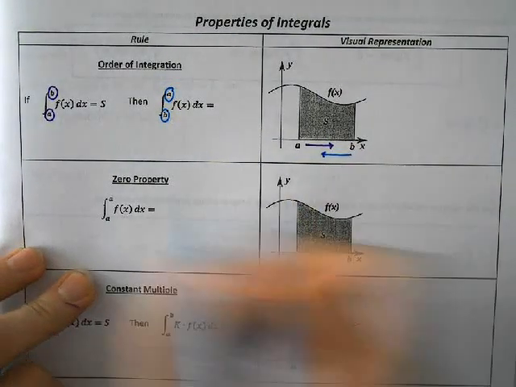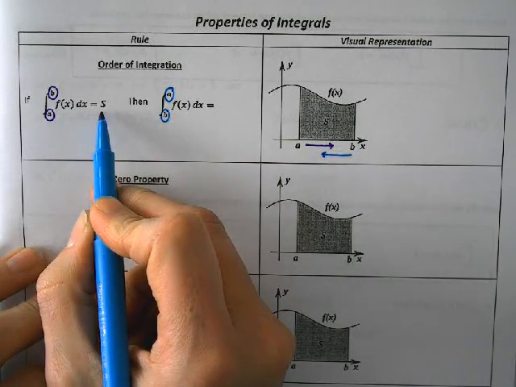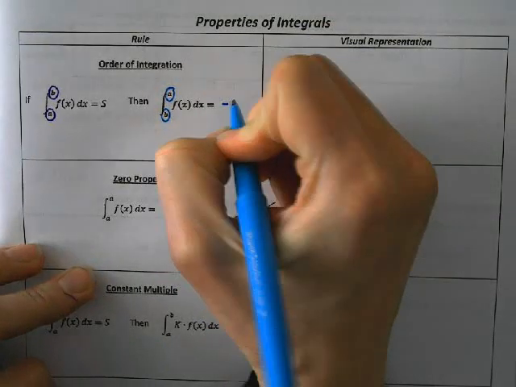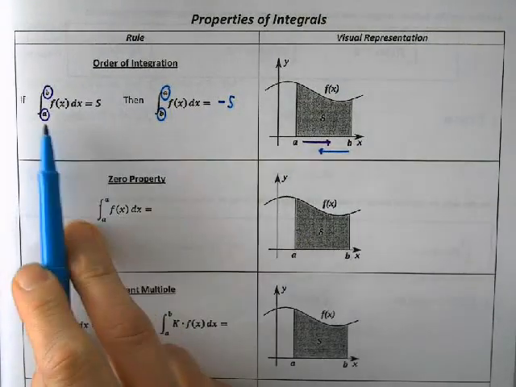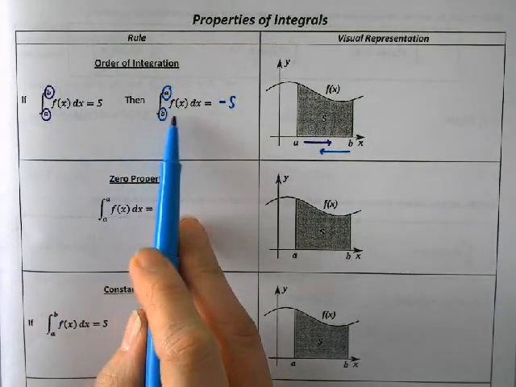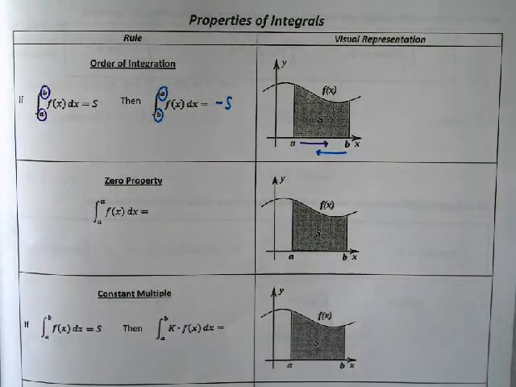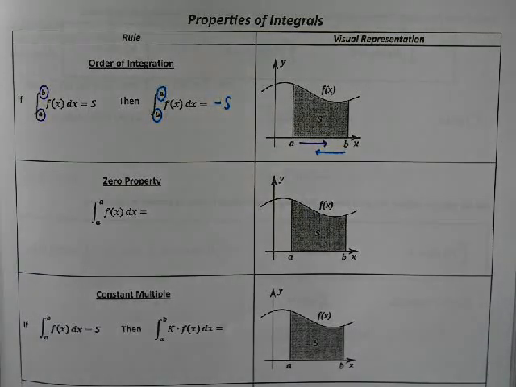What that does to the integral is this: if the integral from a to b of f of x was s, then if I change that order, I get the opposite value. So if the integral from a to b of f of x is s, then the integral from b to a of f of x is negative s. It changes the sign if I change the order. So that was our first property.